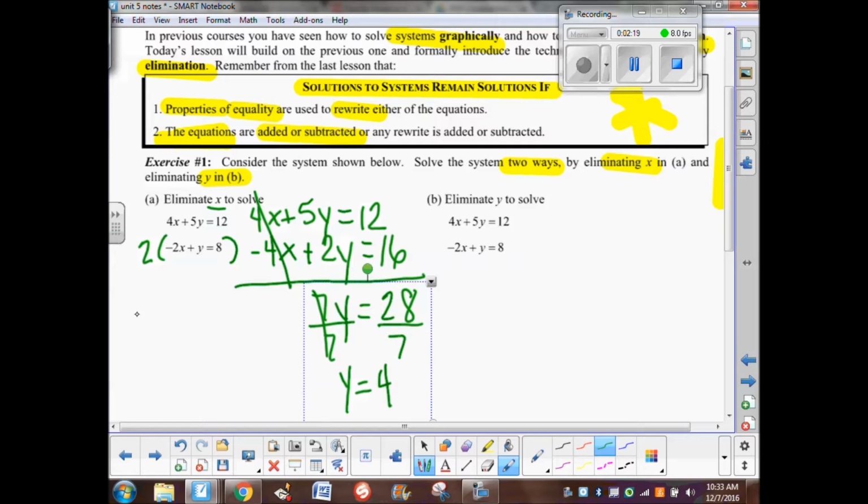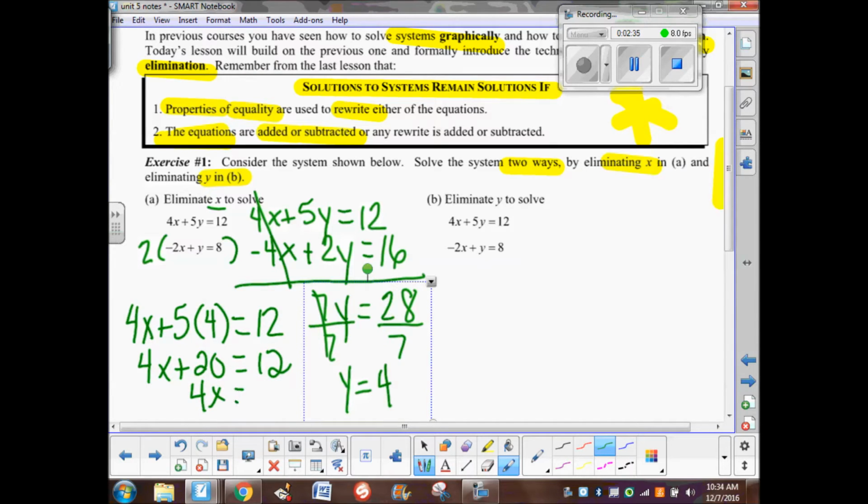So I'm going to take that y, and I think I might plug that in to my first equation. It doesn't matter which equation, you're still going to get the same thing. 4x plus 20 equals 12. 4x equals negative 8. And we end up with x is negative 2. So my solution to this system is the coordinate negative 2, 4. And if I graphed those 2 equations, they would intersect at that point.